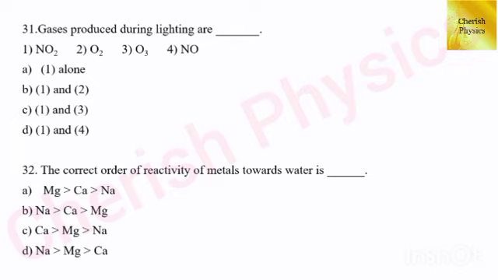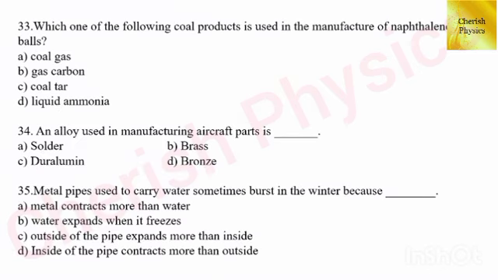32nd question. The correct order of reactivity of metals towards water is dash. The answer is option B. Sodium is greater than calcium, which is greater than magnesium. 33rd question. Which one of the following coal products is used in the manufacture of naphthalene balls? The answer is option C, coal tar.